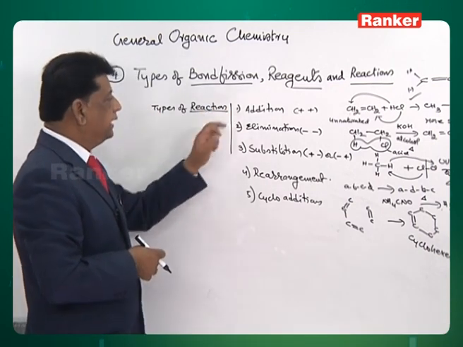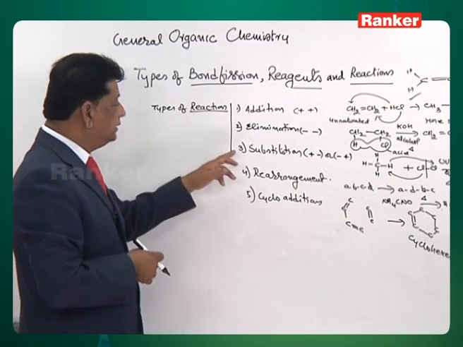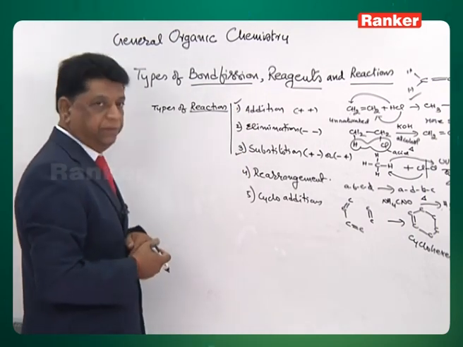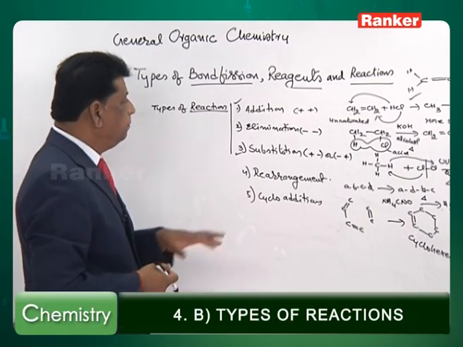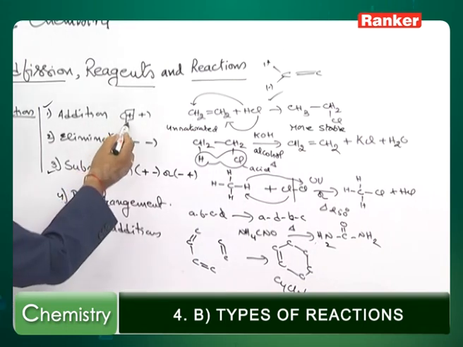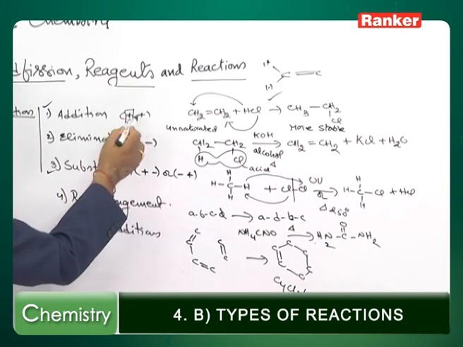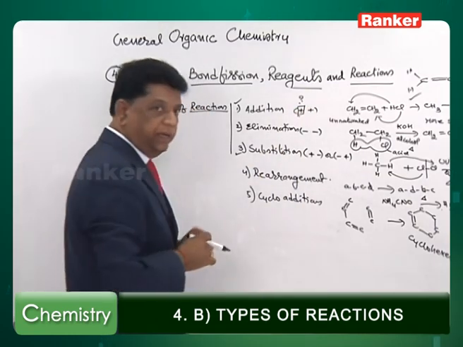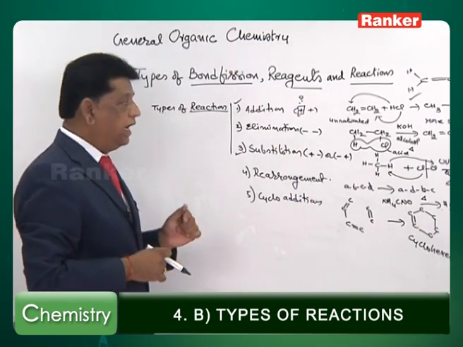Now each reaction, addition and substitution especially, is further classified into three types. Addition is classified thus: a new group is coming, isn't it? So first coming, second coming. Let us leave the second coming, but first coming, is it an electrophile coming, a nucleophile coming, or a free radical coming?